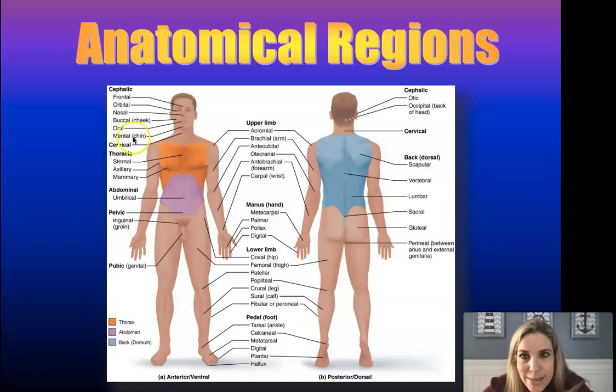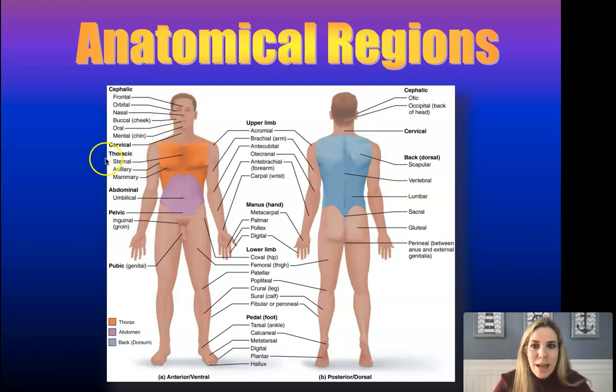So let's look at cephalic. So cephalic refers to the head region, and that's broken into the frontal, the orbital, the nasal, the buccal, that's the cheek, your oral, which obviously is the mouth, and your mental, which is your chin region. So those are kind of like subregions of the cephalic region. So we're going to go over all these in more detail.